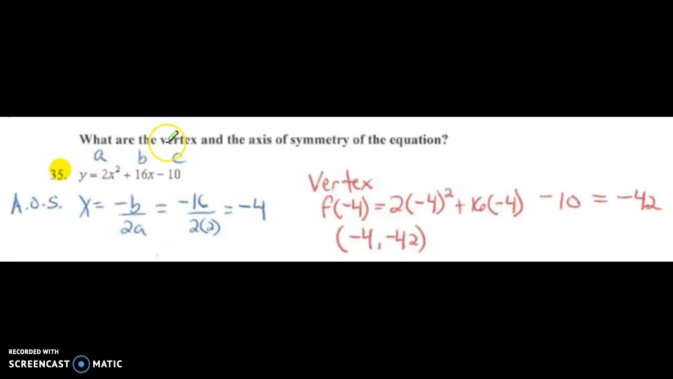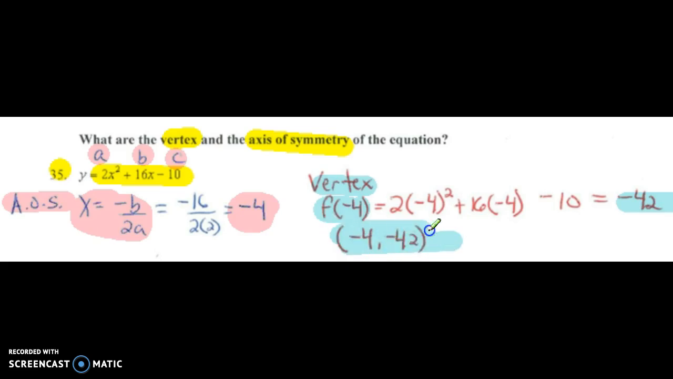In problem 35, I'm going to find the vertex and axis of symmetry. This is written in standard form, not vertex form. So I need to calculate my axis of symmetry. It's opposite of b over 2a. That formula will be on the final. Here's my a, here's my b, here's my c. I plug them in, I get negative 4 for my axis of symmetry. My vertex, I have to plug in f of negative 4, and when I do that, I get negative 42.